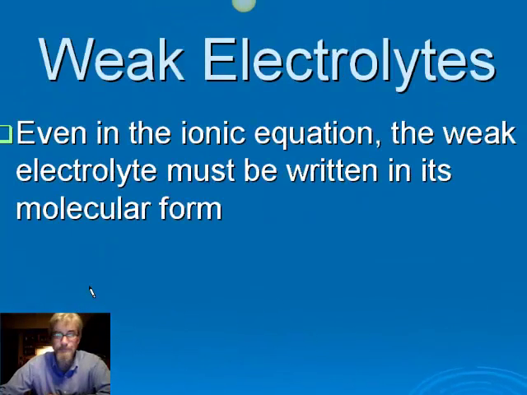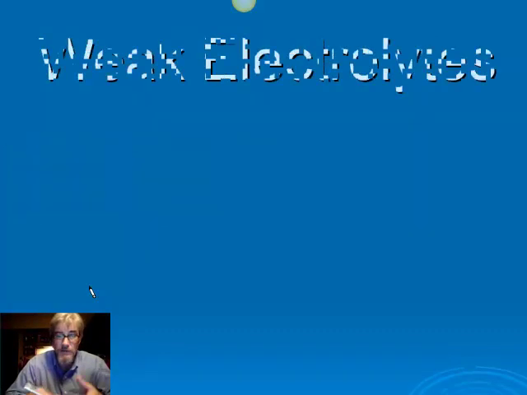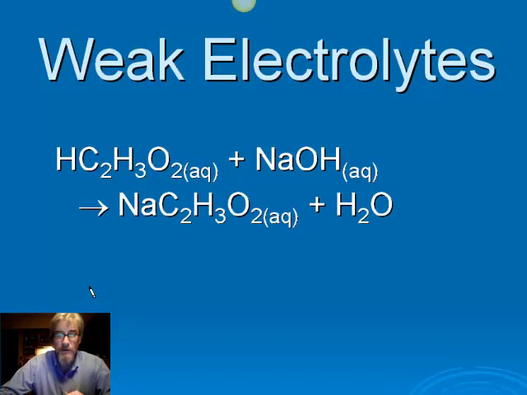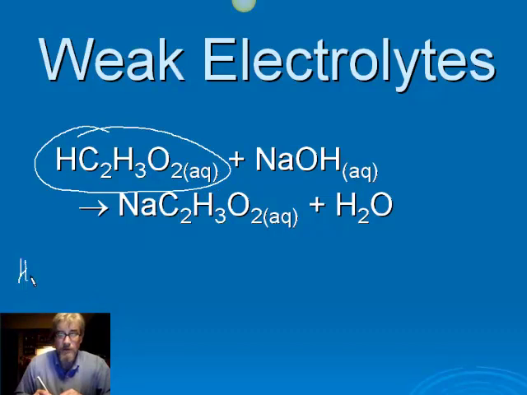When you're writing an ionic equation or even a net ionic equation, weak electrolytes still have to be written in their molecular form. Now this goes for insoluble salts, but it also goes for weak acids and weak bases. Here's an example of a weak acid reacting with a strong base. Here's the molecular equation, but when I go to write the ionic equation, I can't split up this acid because it's not one of my 6 strong acids. So I have to still write the ionic equation with this together as HC2H3O2.